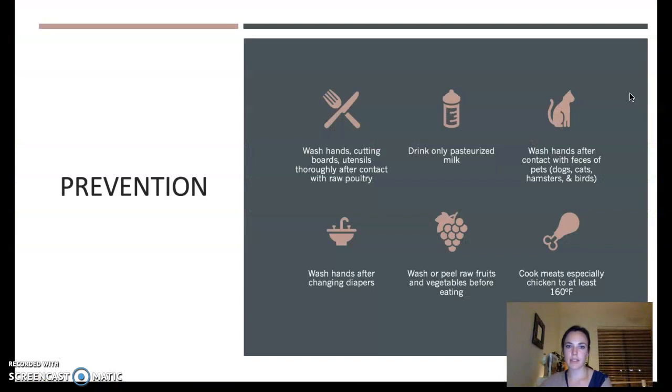The CDC recommends washing hands, cooking thoroughly, especially chicken, to at least 160 degrees Fahrenheit. Drinking only pasteurized milk. Washing hands carefully after even petting cats or dealing with their feces. Washing hands after changing diapers. Always wash and peel raw fruits and vegetables before eating, especially in restaurants. Careful prevention and handling of raw poultry is very important, like sanitizing your cutting boards and knives.